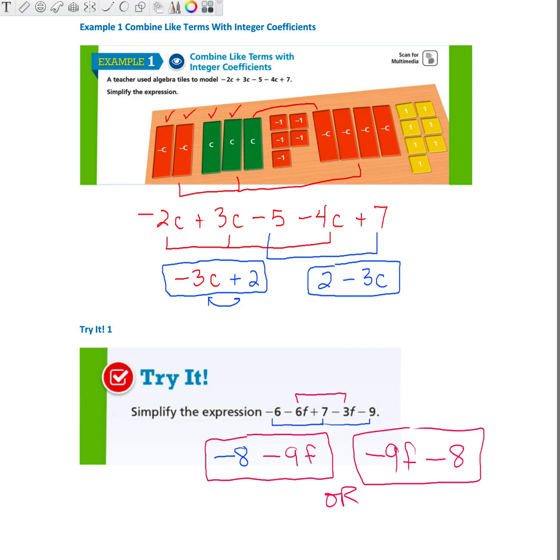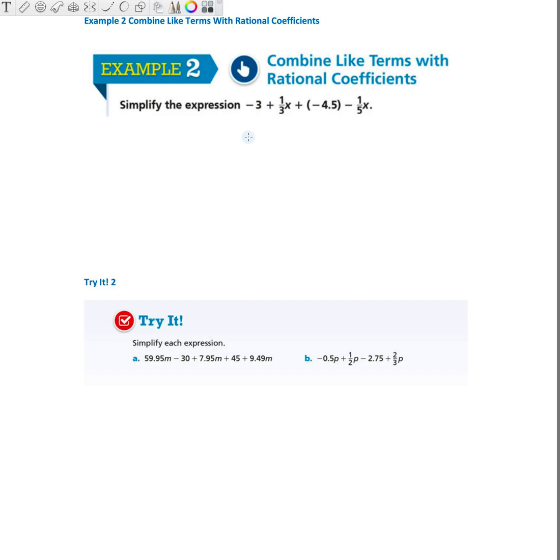So let's move on to another set of examples. These are going to have messier numbers. They're going to have fractions in them, but the same rules apply. In example 2, we're going to be combining like terms, but now we're going to have rational coefficients. So they could be decimals, they could be fractions. Doesn't change any of our rules.